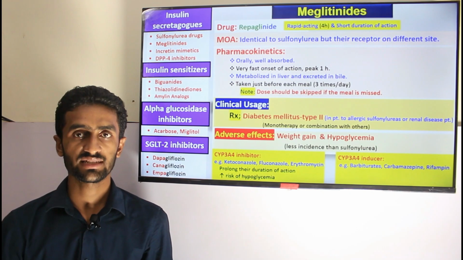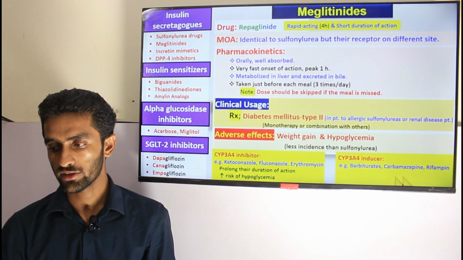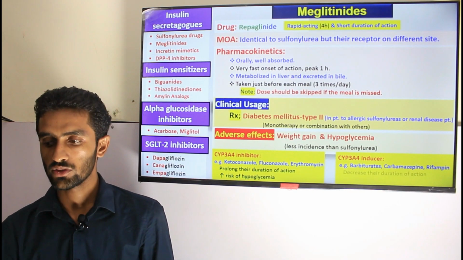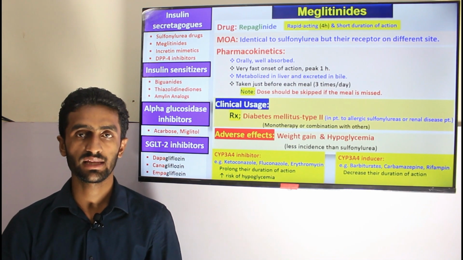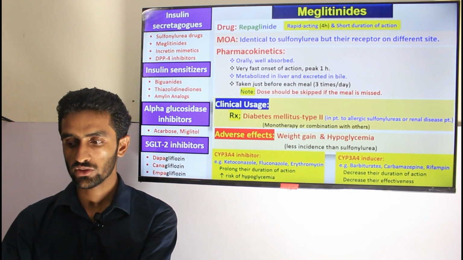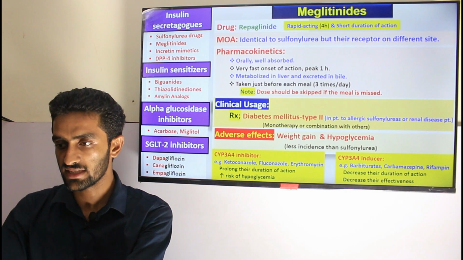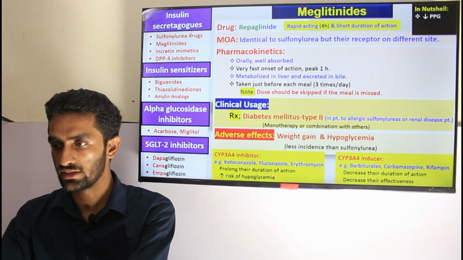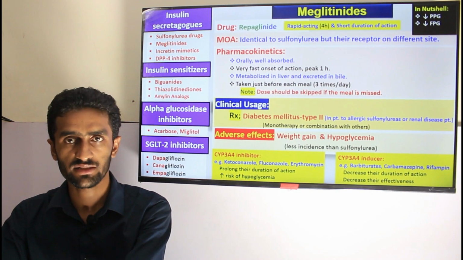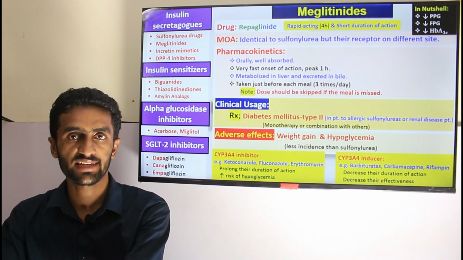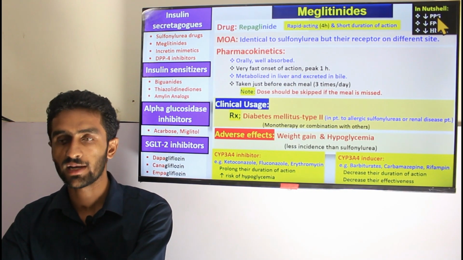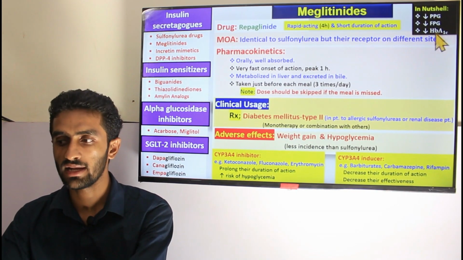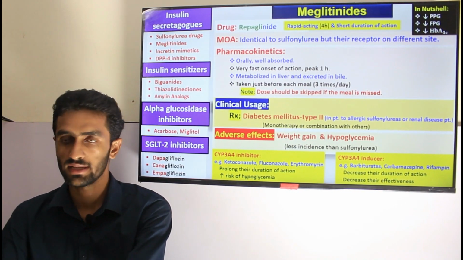When someone is taking an inducer like barbiturates, carbamazepine or rifampin, they decrease the duration of action, meaning they make the drug ineffective. There is a decrease in the effectiveness of this drug. In a nutshell, they decrease postprandial glucose, fasting plasma glucose, and HbA1c. These are all understandable: postprandial because we are taking it with the meal, and they also decrease fasting plasma glucose and HbA1c.